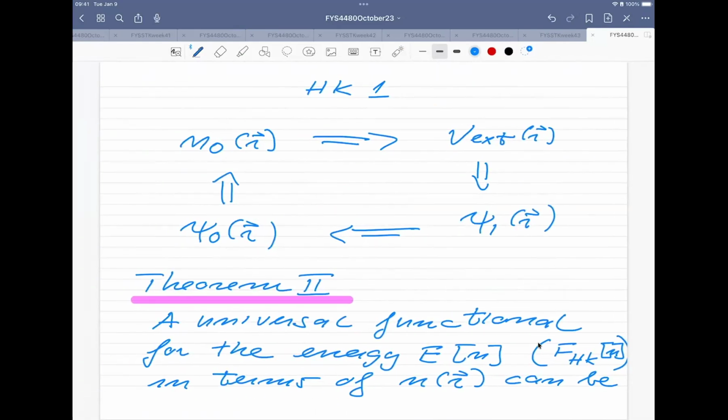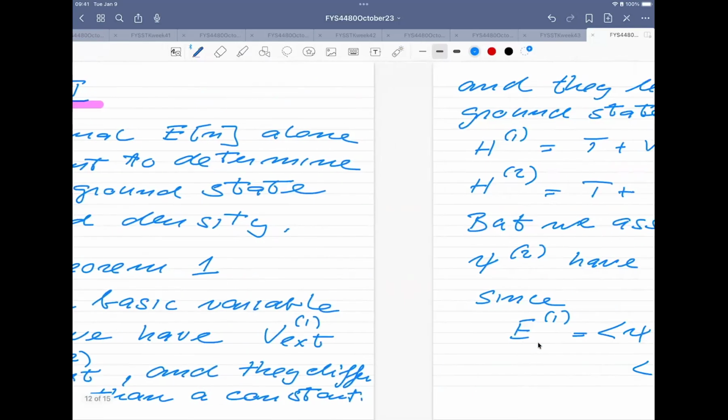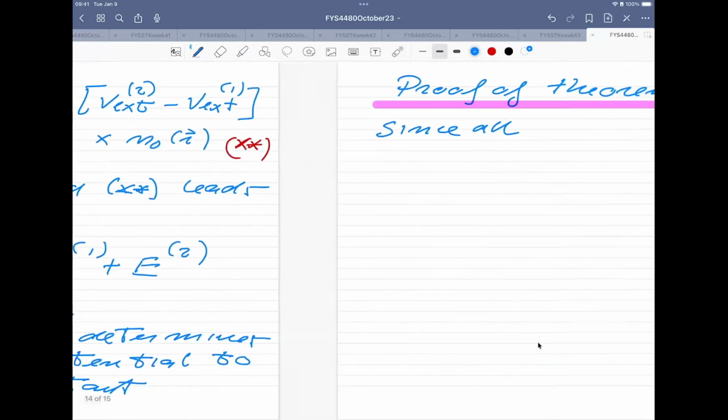So we say that the universal functional for the energy in terms of n(r) can be defined, which is valid for any external potential V(x). And for a particular V(x), the exact ground state energy of the system is the global minimum of the functional. And the density n(r) that minimizes the functional of n is the ground state density. So this is roughly what the theorem says. So let's look at how we can attack that theorem.